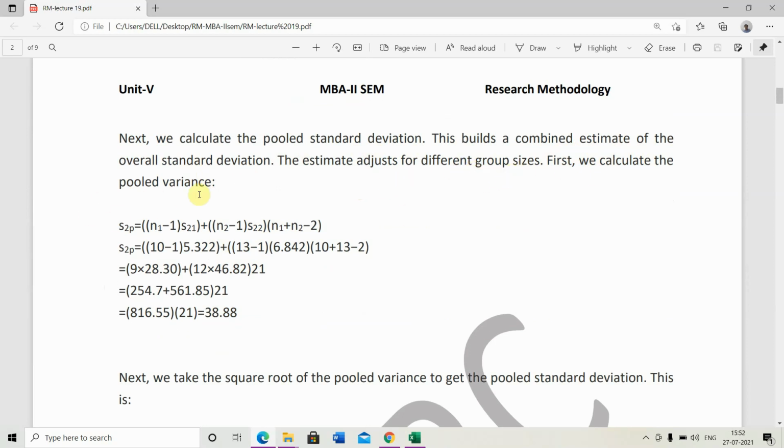First, we calculate the pooled variance: S²p equals (n1 minus 1) multiplied by s1² plus (n2 minus 1) multiplied by s2², divided by n1 plus n2 minus 2. Then we get (10 minus 1) multiplied by 5.32² plus (13 minus 1) multiplied by 6.84², divided by (10 plus 13 minus 2). After calculating we get 38.88.